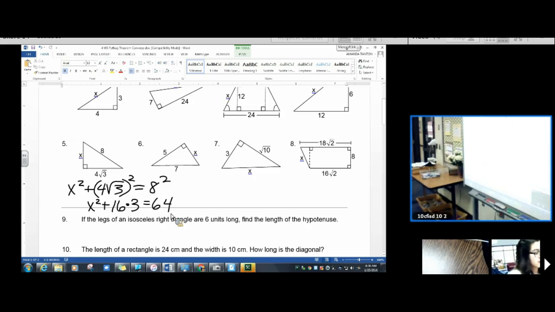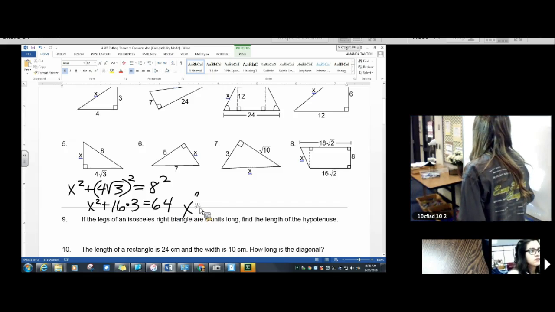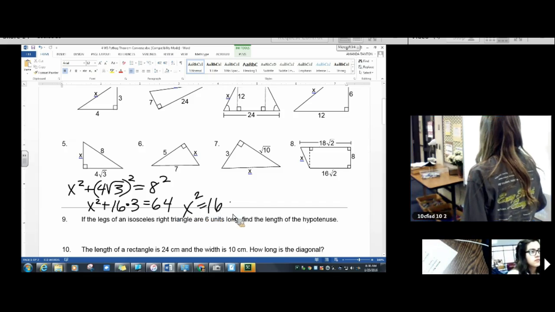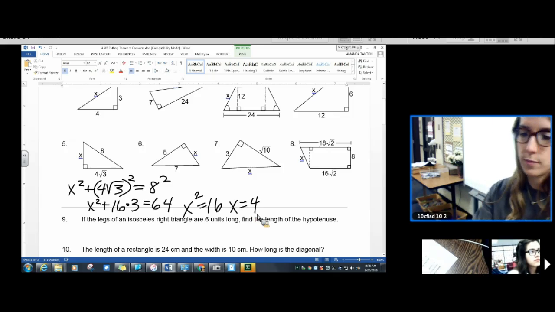So we're doing good so far. We need to move that to the other side. 64 minus 16 times 3. Oh, it's 16. X squared equals 16. X is good old 4.